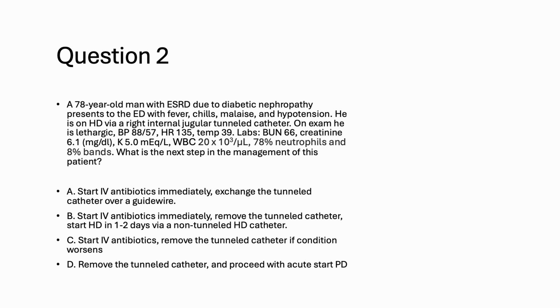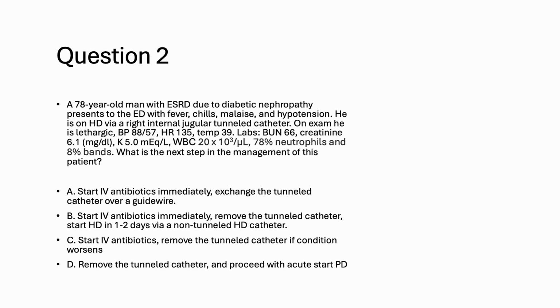Labs, BUN is 66, creatinine is 6.1, both in milligram per deciliter, potassium 5 milliequivalents per liter, white count is 20,000 with 78% neutrophils and 8% bands. What is the next step in the management of this patient? A. Start intravenous antibiotics immediately. Exchange the tunneled catheter over a guide wire, so you put another tunneled catheter.